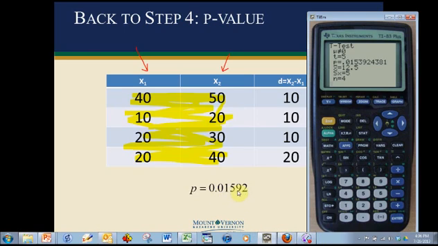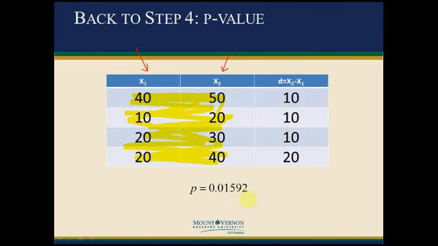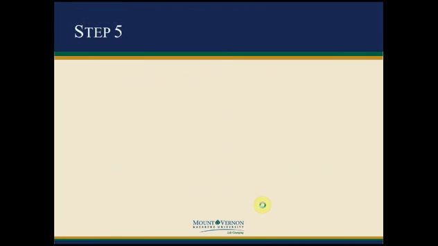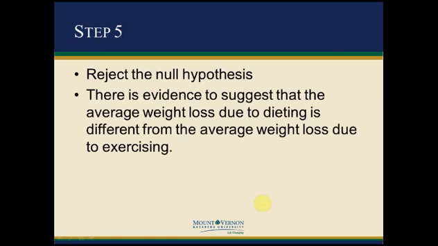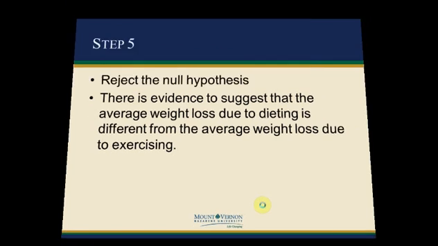I guess I must have a typo here. This one I'll chalk up to a typo. It's 0.015392. I left out my 3 back here, but it's close enough. It is less than 5%, and so I'm going to reject the null hypothesis. In this case, there is evidence to suggest that the average weight loss due to dieting is different from the average weight loss due to exercising. In fact, specifically, the average difference between dieting and exercising weight loss is not 0.